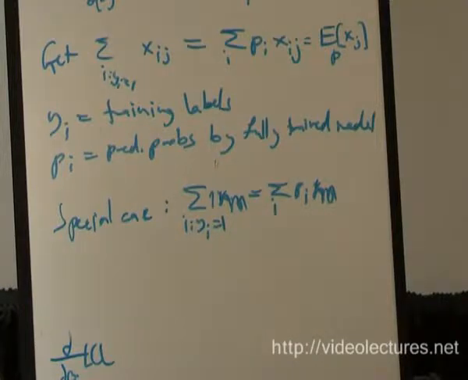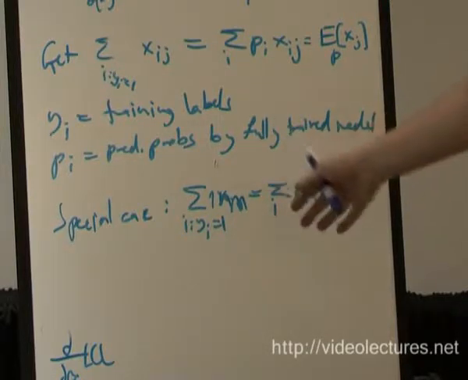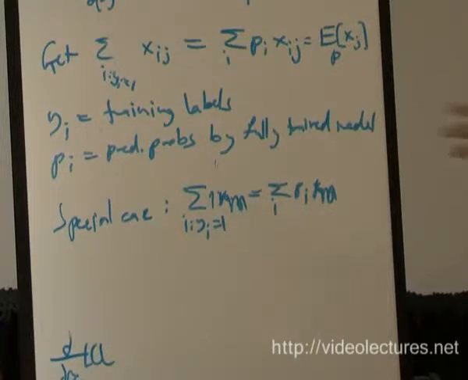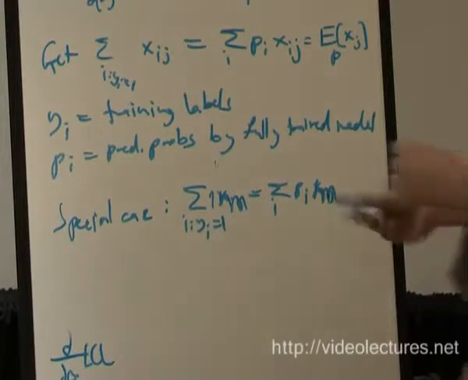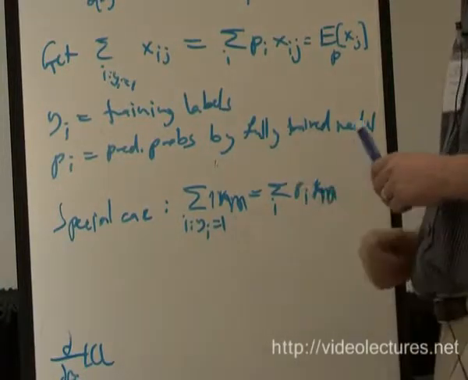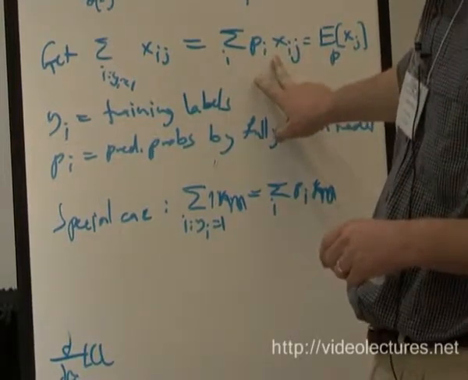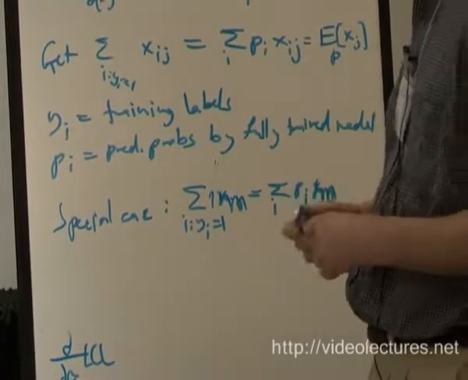So this tells us in a way that the predicted probabilities have to be well calibrated, because when you add up over the whole training set, the number of positives equals the sum of the predicted probabilities. But this result is true for every feature.